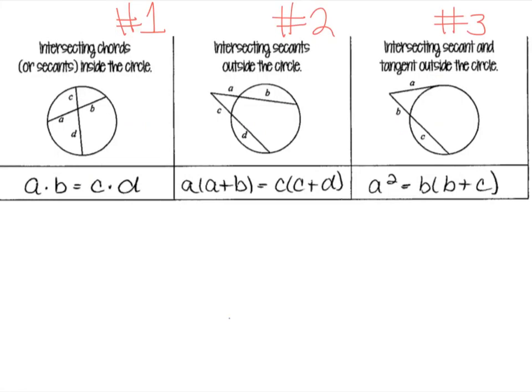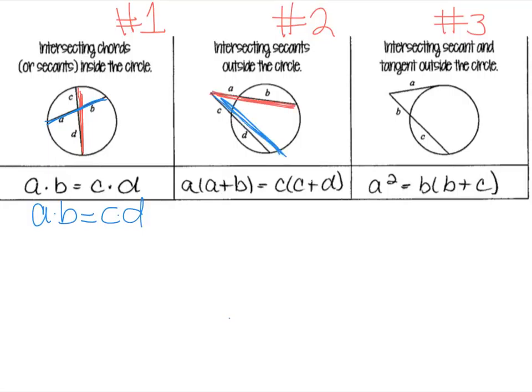Here are 3 sets of rules we will have to remember. What I want to do first is color the different chords. Go ahead and color in your booklets this segment red and this segment blue. When we think of the rules, we multiply A times B, the part times the part, is equal to the part times the part.